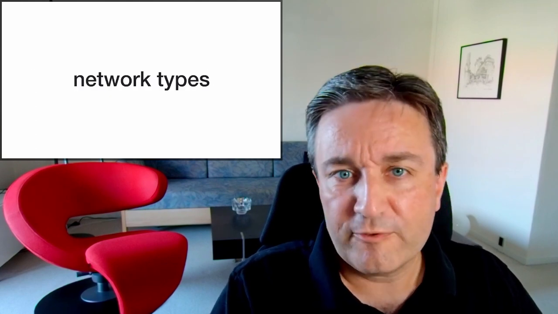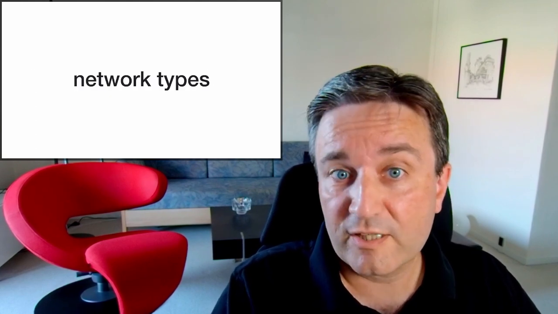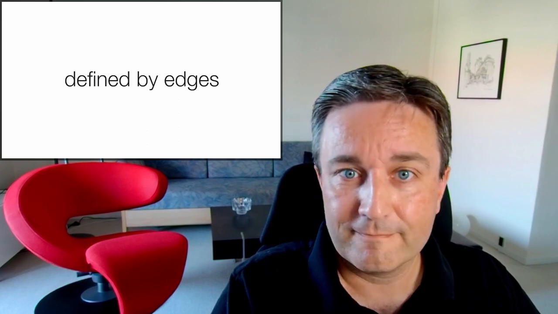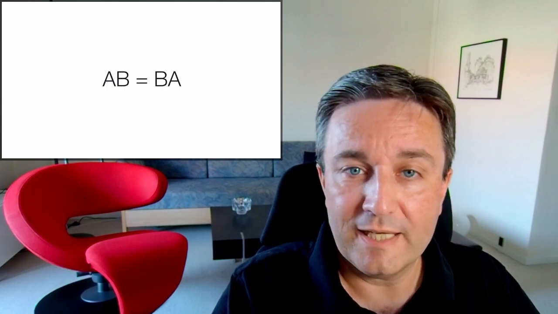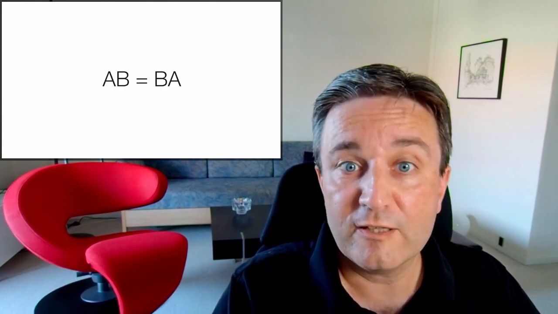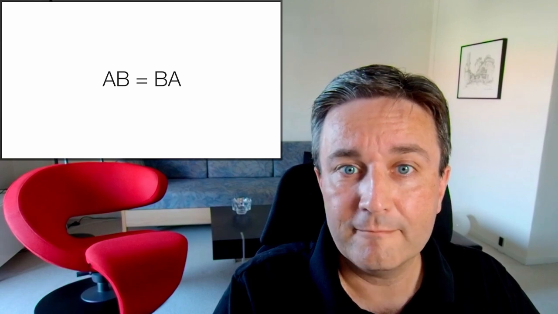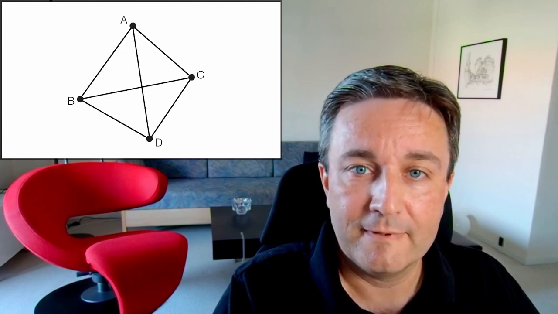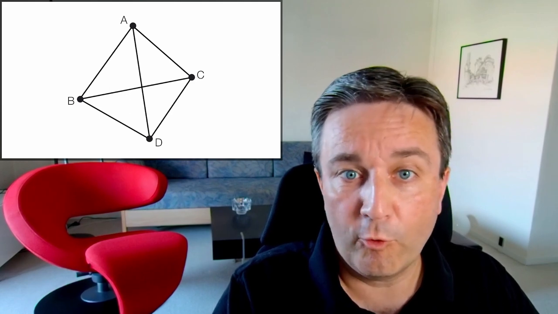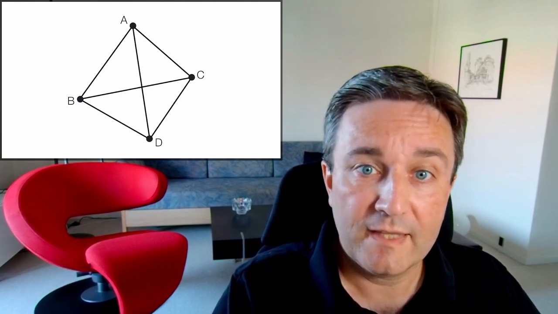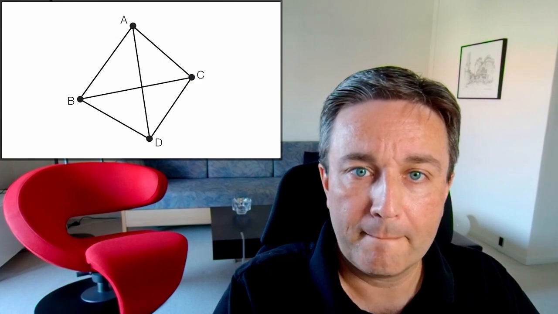There are many different types of networks, and these networks are in fact typically defined by the edges. So the edges can be undirected, and that means that whenever you're looking at an edge between two entities A and B, there's no difference between the edge AB and the edge BA. So that means that you get a network that looks like this, where you have four nodes, A, B, C, D, and you have edges connecting them.